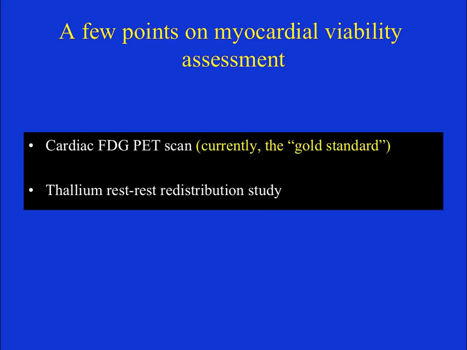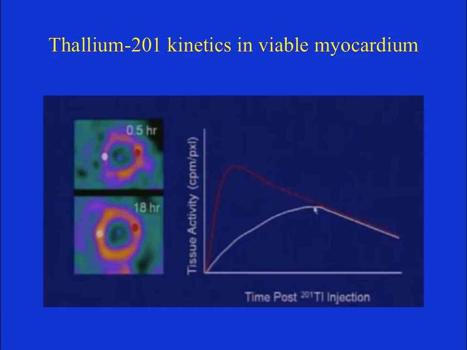Now, coming to the thallium viability study, the property of thallium which makes it useful for viability assessment is called redistribution. There is a reduced uptake in the septum and anterior wall as compared to the lateral and infralateral wall at half an hour after thallium injection. This is the normal portion as shown by the red curve. This is the abnormal or reduced perfusion portion as shown by the white curve here.